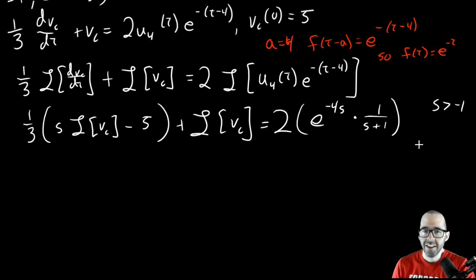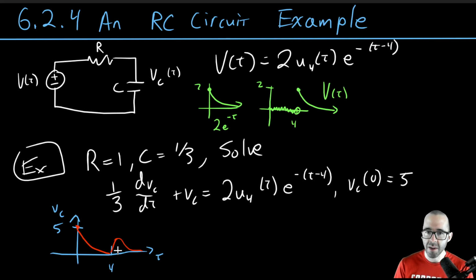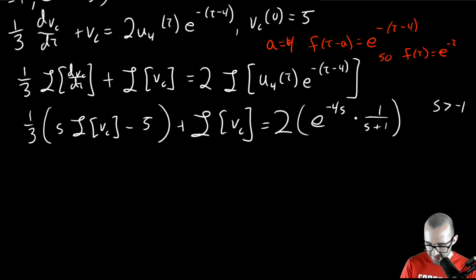Okay, now we solve for VC. We applied our Laplace transform to everything that we can apply it to. We'll get the Laplace transform of VC by itself, we'll do some algebra, and then we'll undo it with the inverse Laplace transform and hopefully get an answer that looks something like this. So if we do that, I kind of want to multiply everything by 3, so I think I will do so. If we multiply everything by 3, we can distribute that 3.